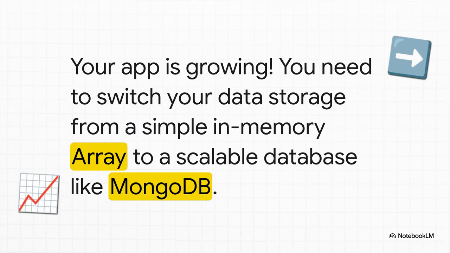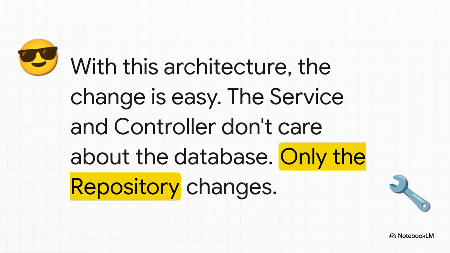Let's talk about that flexibility with a real-world example. Imagine your app takes off. It's a huge success, and that simple in-memory array you started with just isn't going to cut it anymore. It's time to switch to a real scalable database like MongoDB. Now, usually, a change like this is a developer's worst nightmare. But with this architecture, it's almost easy. Because your service and your controller have no idea how the data is stored. They don't care. The only thing you need to change is the code inside your user repository. You just swap out the array logic for MongoDB calls, and the entire rest of your application stays exactly the same, completely untouched. That is a massive, massive win.